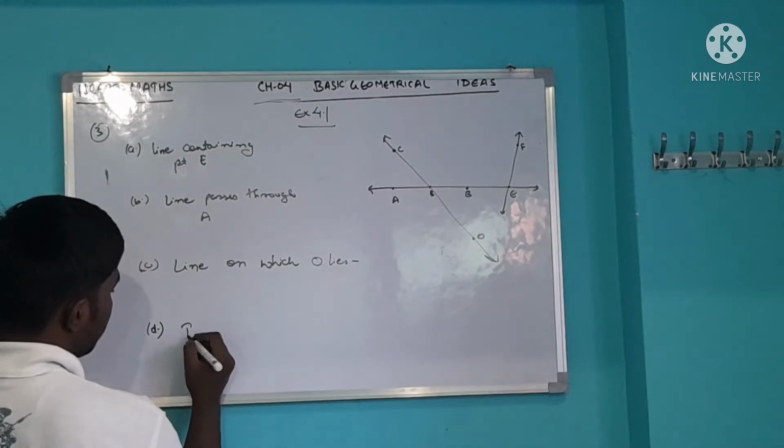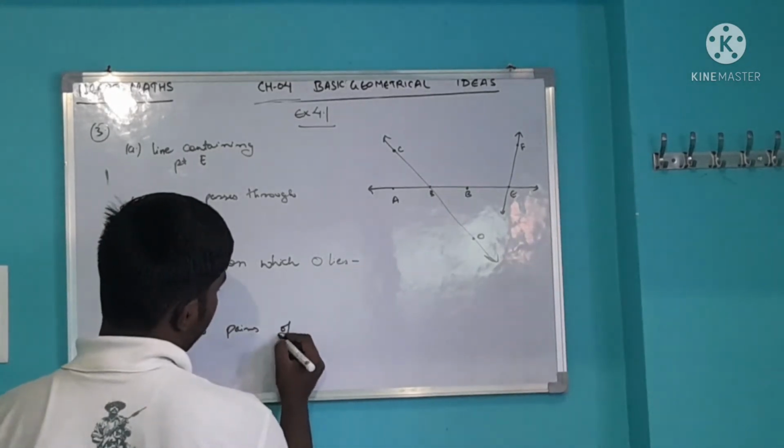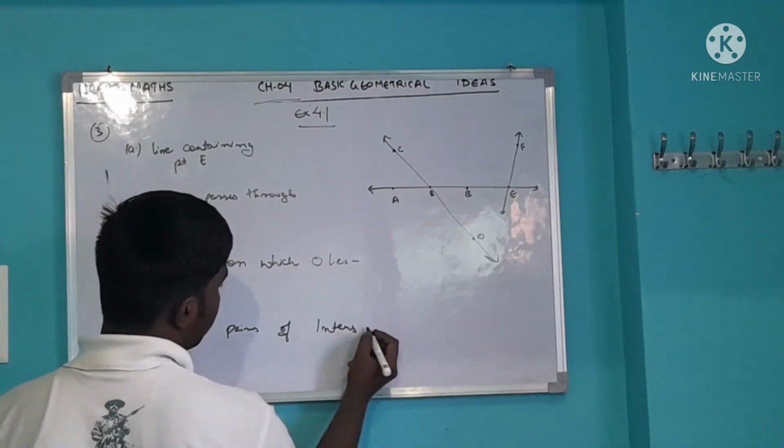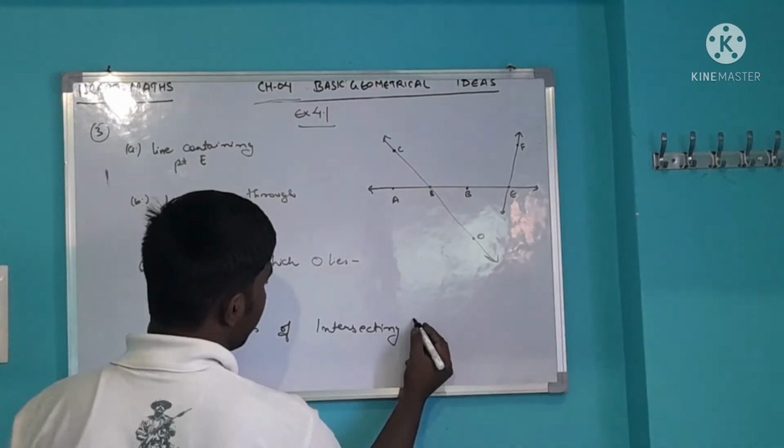So our D part is 2 pairs of, now the visibility is clear, 2 pairs of intersecting lines.